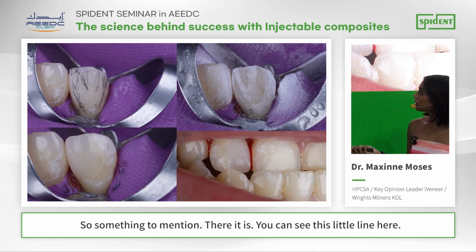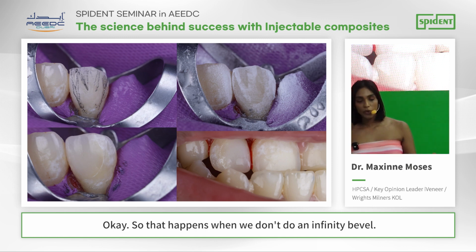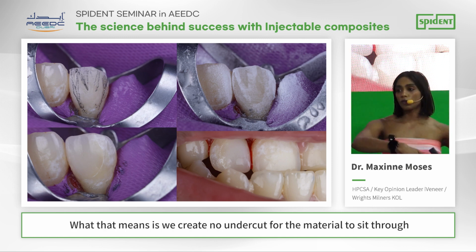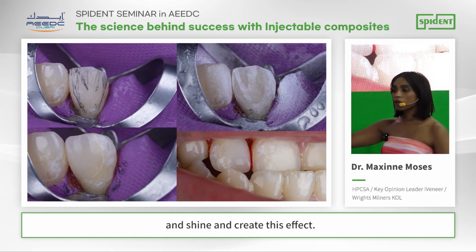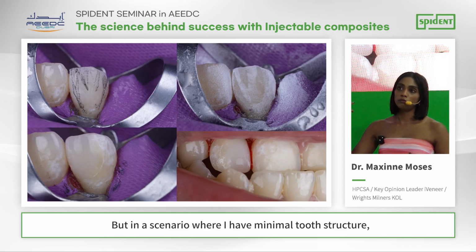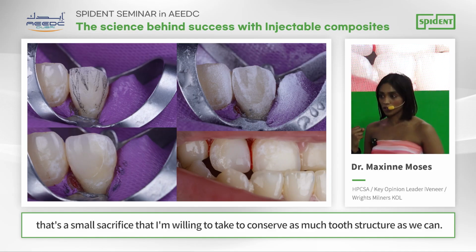Something to mention: you can see this little line here. That happens when we don't do an infinity bevel. What that means is we create no undercut for the material to sit through and shine and create this effect. But in a scenario where I have minimal tooth structure, that's a small sacrifice that I'm willing to take to conserve as much tooth structure as we can.